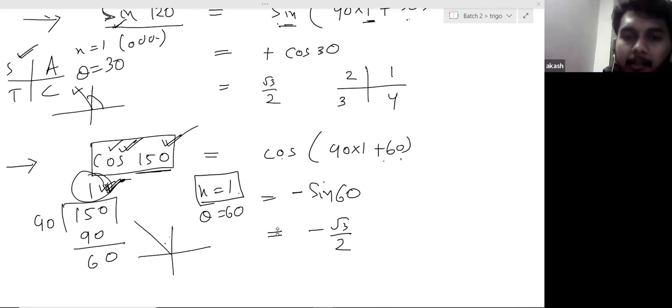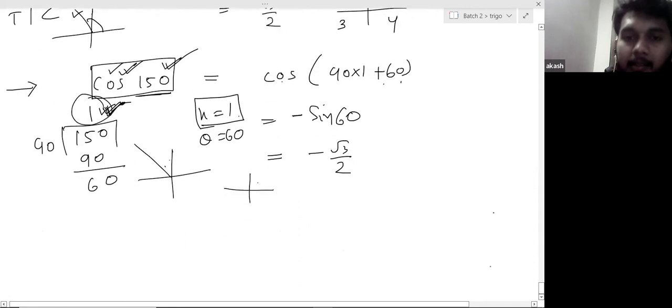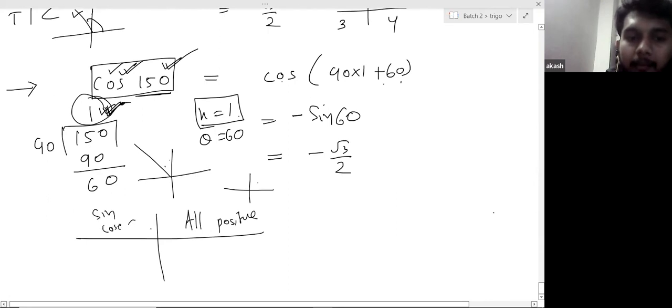We did this in the last class. Piri, you have to look at the last class lectures, or write it down again. In the first quadrant, all things are positive. In the second quadrant, sine and cosec are positive. In the third quadrant, tan and cot are positive. In the fourth quadrant, cos and sec are positive. A, S, T, C: All Students Take Coffee, right?